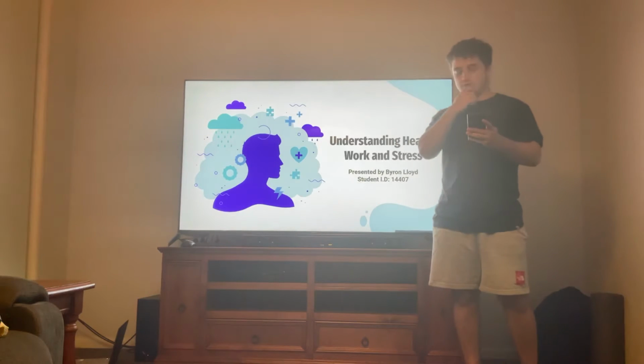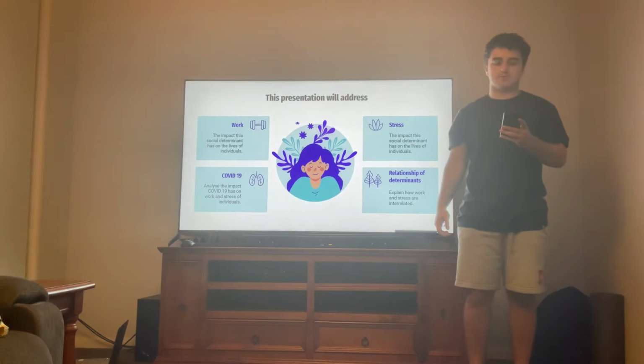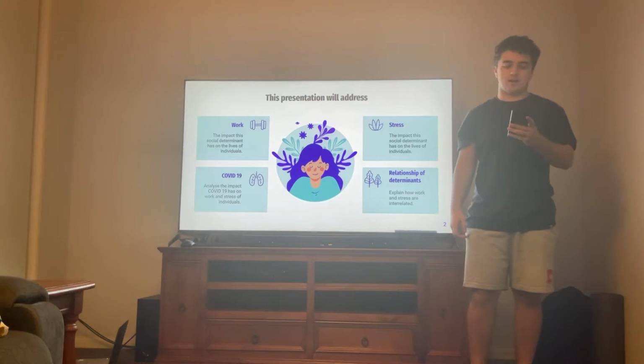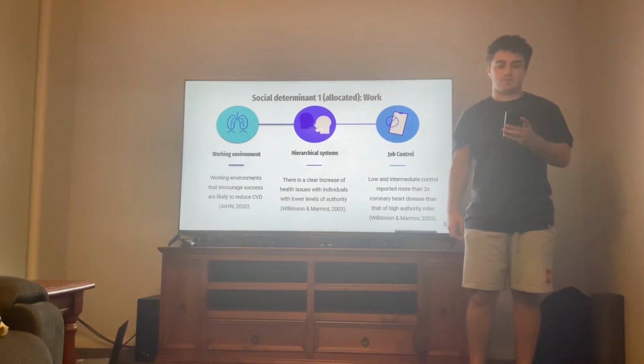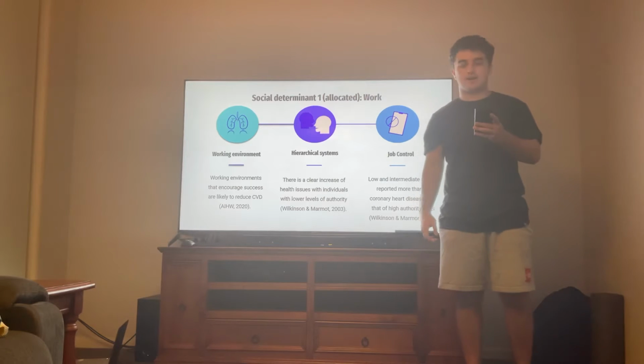The Australian Institute of Health and Welfare states that a determinant is a factor that influences health. The two determinants that I'm focusing on in the PowerPoint are work and stress. An individual's workplace and employment conditions have immediate and delayed impacts on health outcomes.